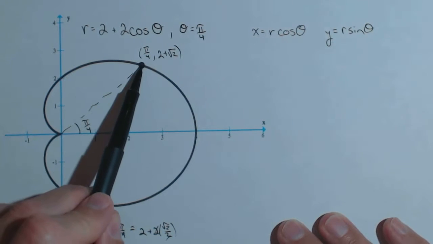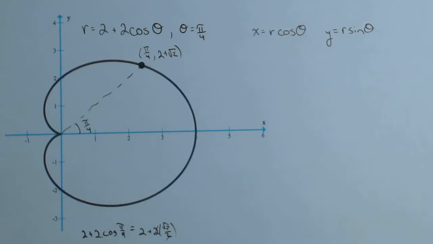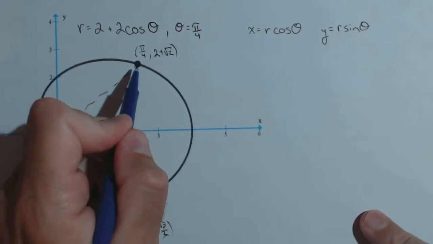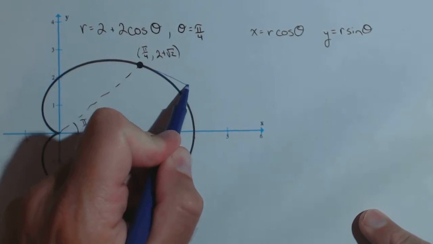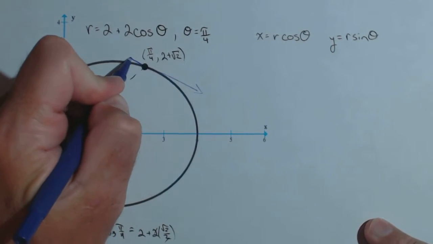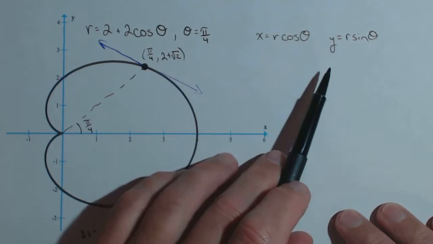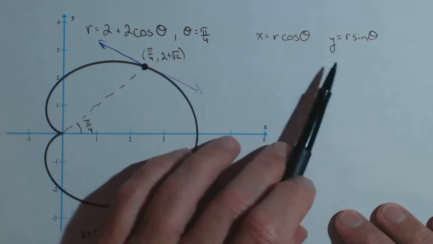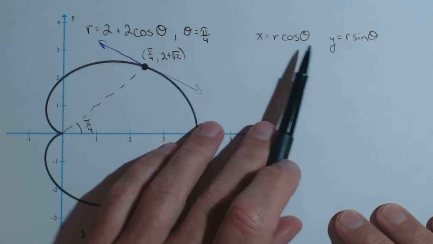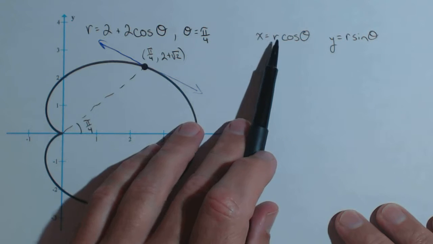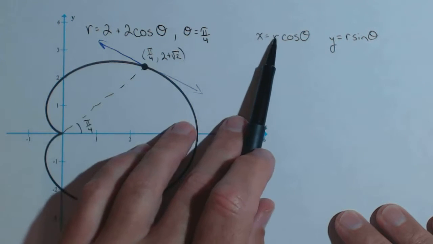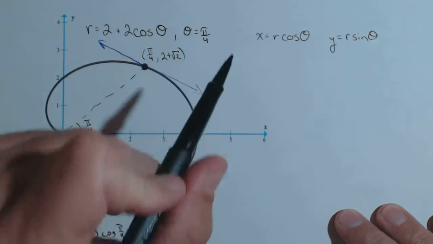So all we need is the slope, and we'll get our tangent line, which we can see is going to look something like this, but we want to find the equation for it. Well, what we're going to do is treat these as parametric equations. These are our conversions between rectangular and polar. And what we know is that for this particular case, r equals 2 plus 2 cosine of theta.